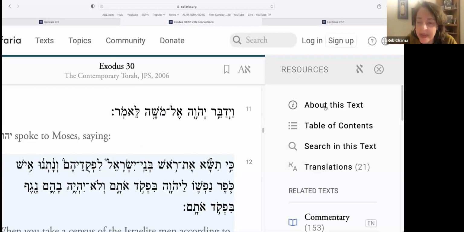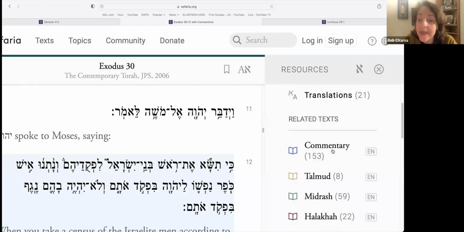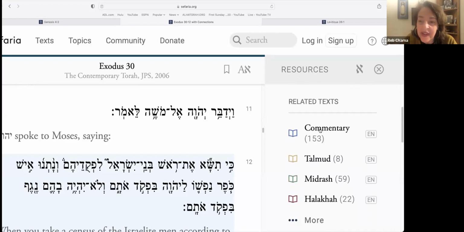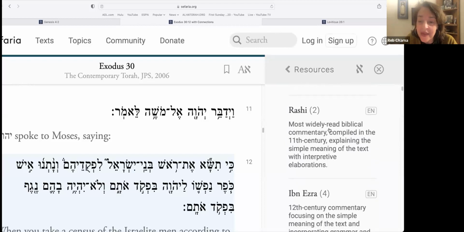It'll tell me more about this text. Look at all the different translations I can find, how I can search, and it'll give me commentary. It'll tell me various commentaries, if the Talmud references it, if it's in the Midrash, if there's any halakha based on that. And so let's go into a commentary. I press the commentary. And the first thing I see is Rashi has something to say.